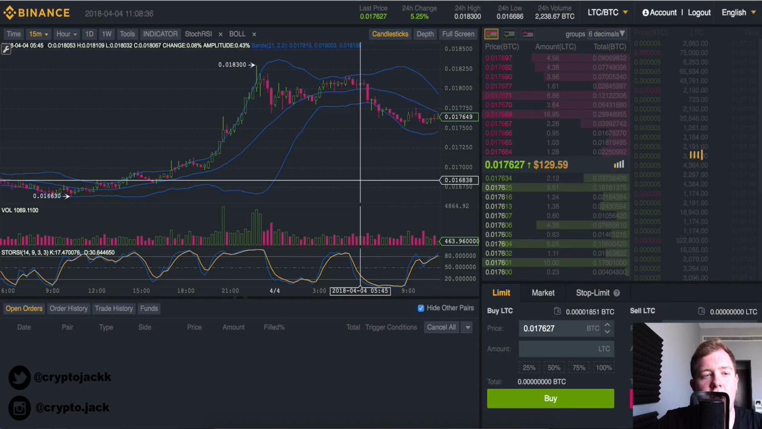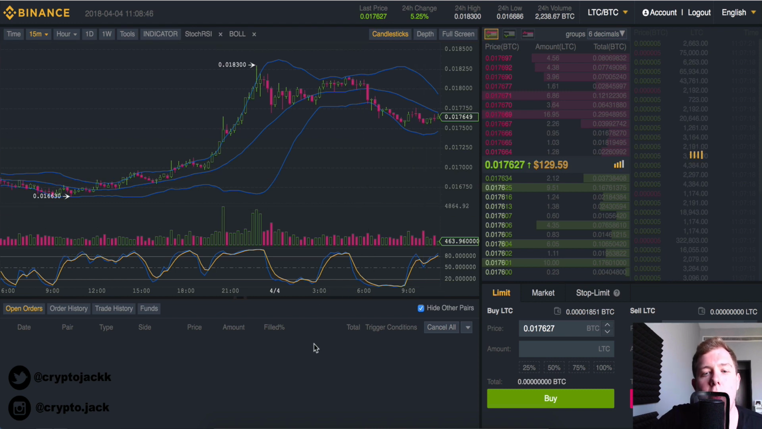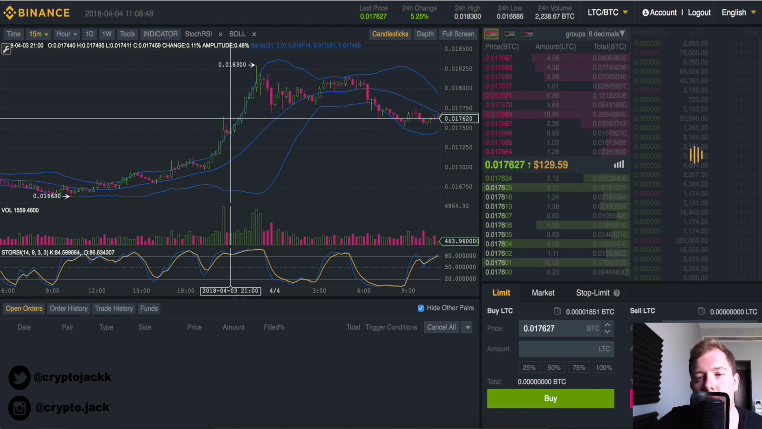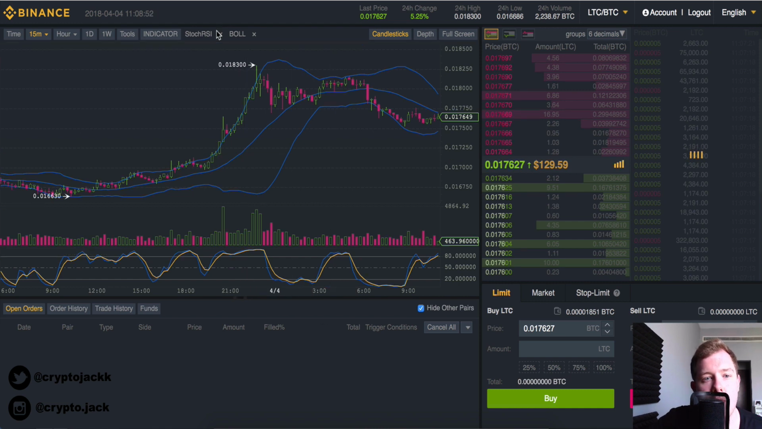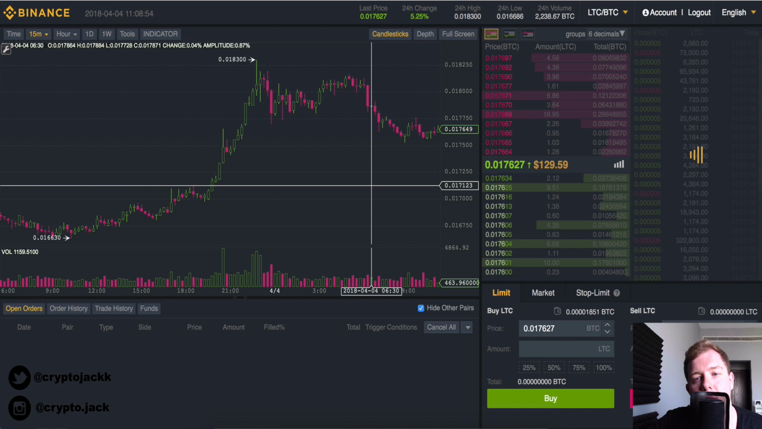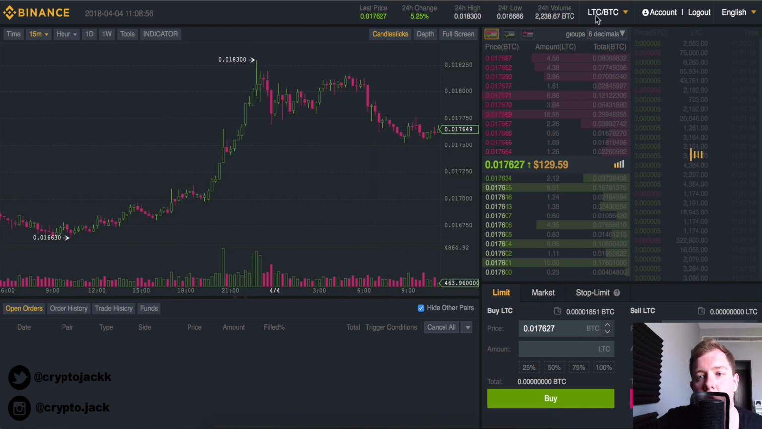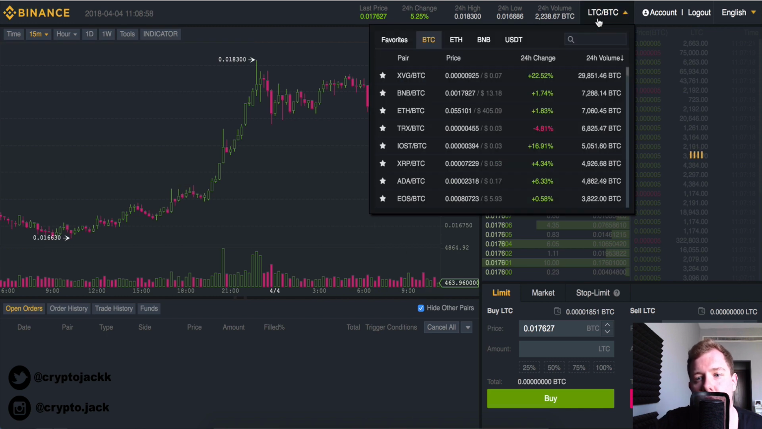Once we've clicked on the advanced trading section, I don't recommend using the basic one. So going on to the advanced section on Binance, for me it defaulted to Litecoin because that's what I was previously on. But all we're going to be doing basically is finding something to trade with. So we come up here and click this little icon here. And these are the different pairings. We have favorites, BTC, Ethereum, Binance, and Tether. So basically I'm going to be trading with BTC, but you can trade with Ethereum if you want.